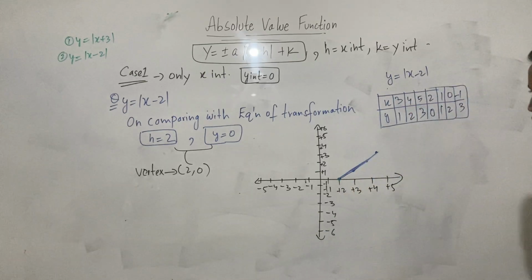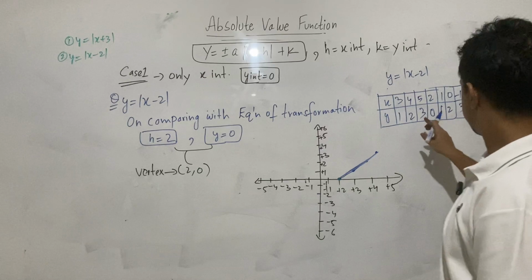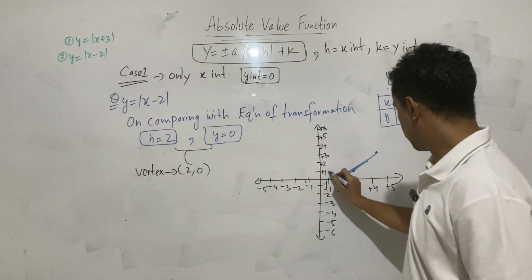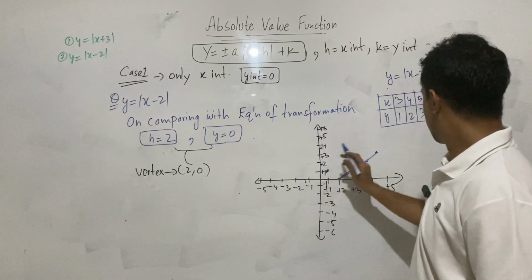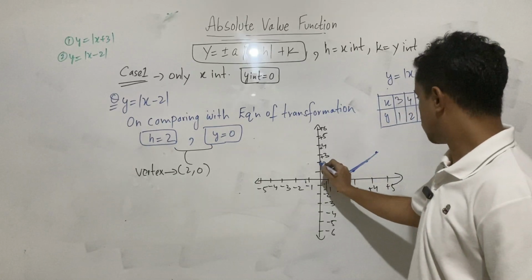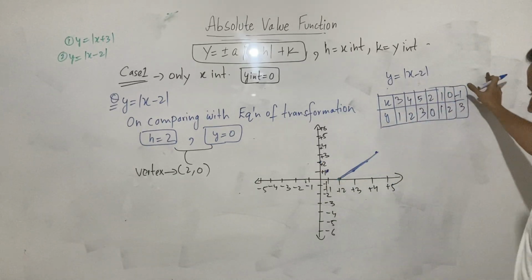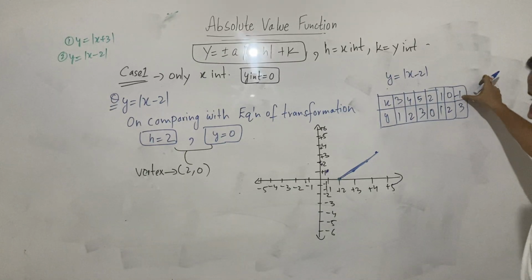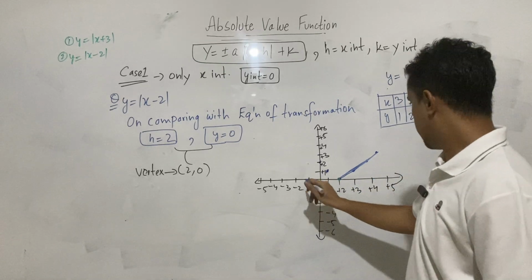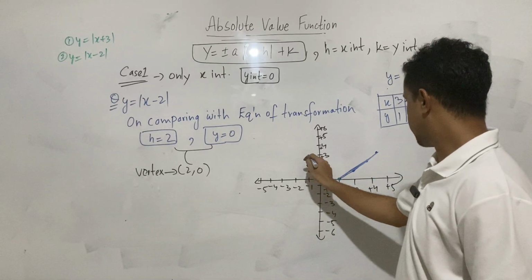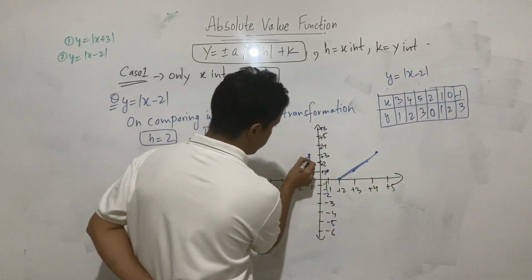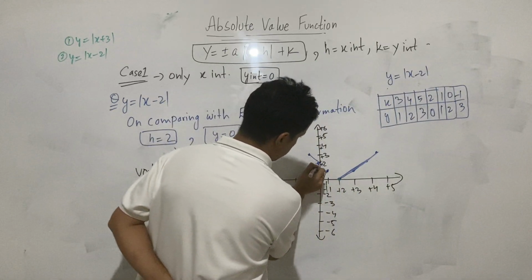And if you go to the other side, for 1, 1, for 0, 2, and for negative 1, 3, here this one. So if I join this, it's going to be like this.